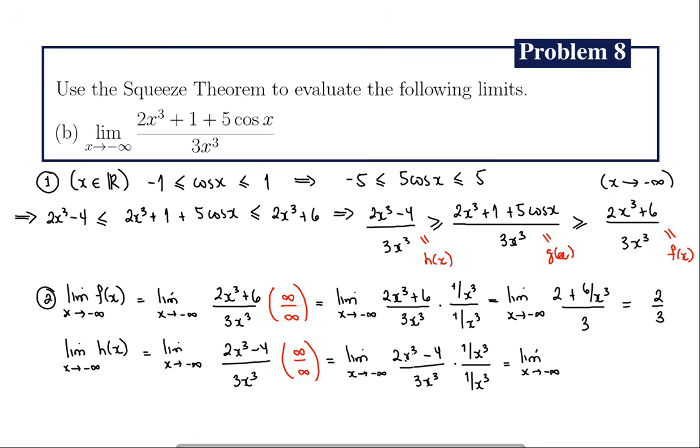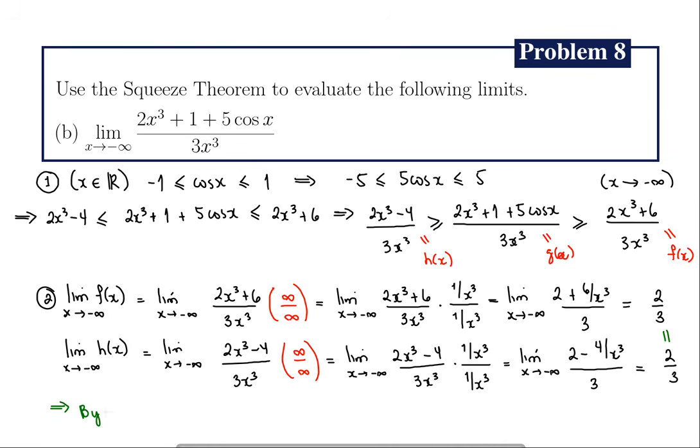So, if we simplify this, I get (2 minus 4 over x cubed) over 3. Okay? So again, this part, 4 over x cubed, goes to 0 as x approaches negative infinity. So here you get 2 over 3. Okay? So, yay! Kasi, yung limit ni f tsaka limit ni h, they are equal. So, wala tayong magiging problema. We can apply squeeze theorem.